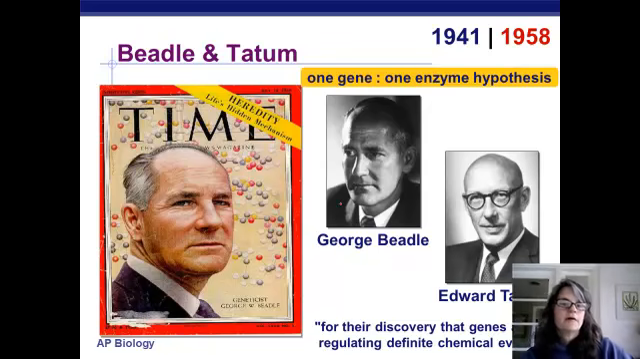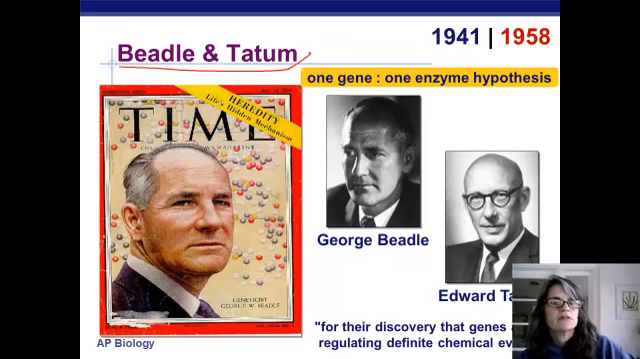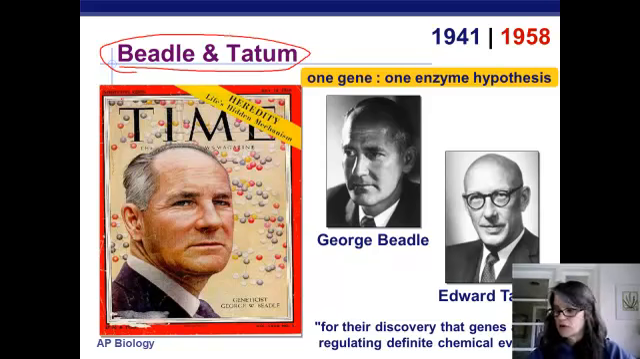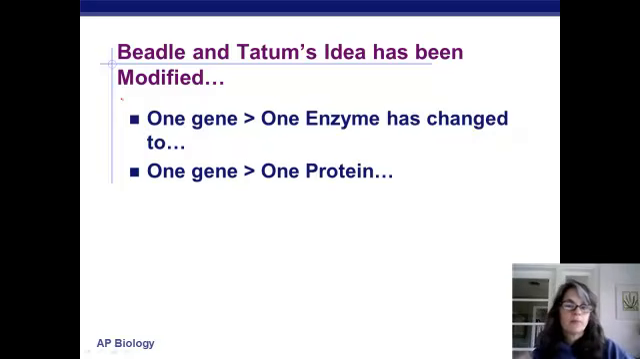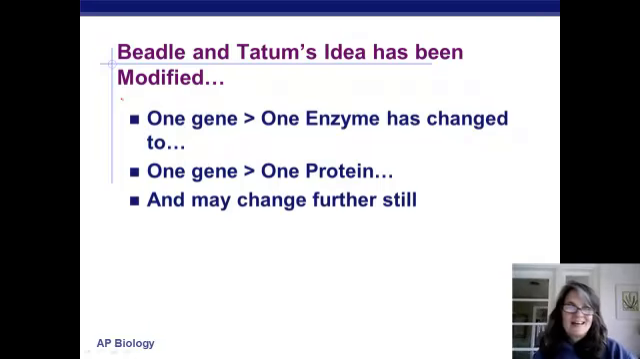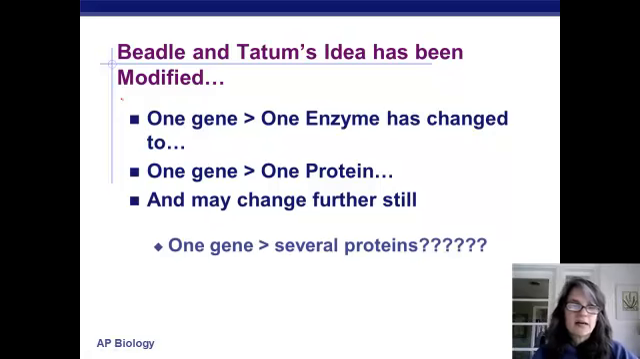Who figured that out? Beadle and Tatum are the two scientists that figured out that genes code for proteins. Their idea at the time was one gene, one enzyme. Every gene in your DNA codes for an enzyme. But that's changed to one gene, one protein, because we know not all proteins are enzymes, and genes are the instructions for making all of our proteins, not just our enzymatic proteins. So it got modified to one gene, one protein. And it is further changing even today.